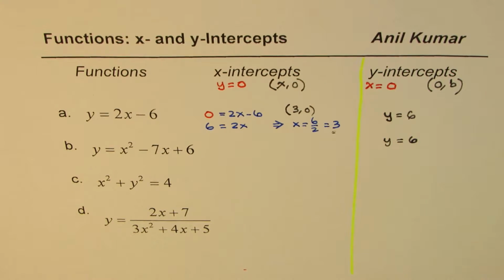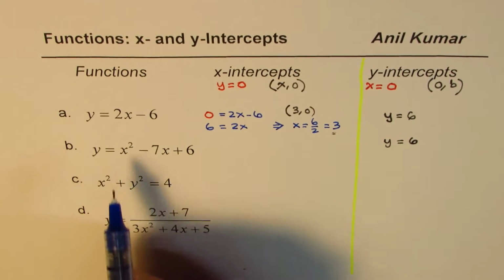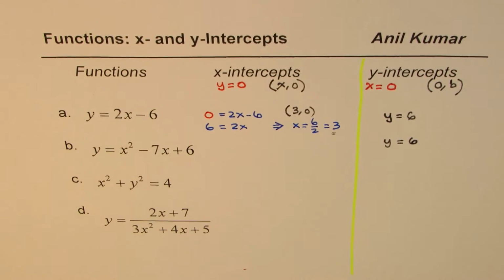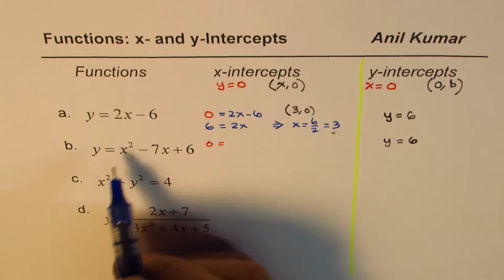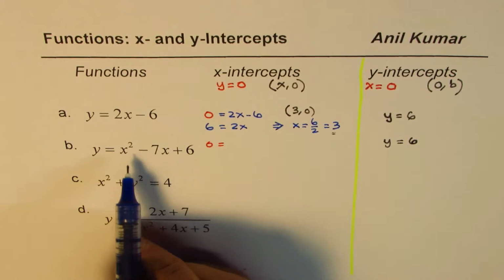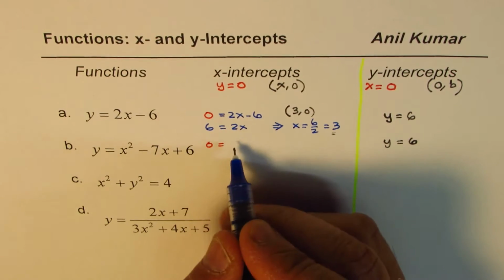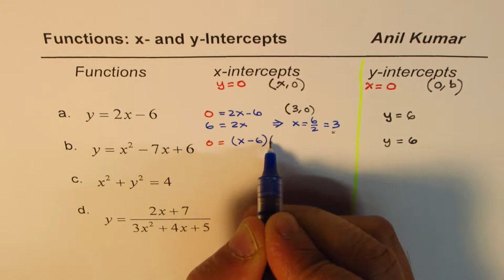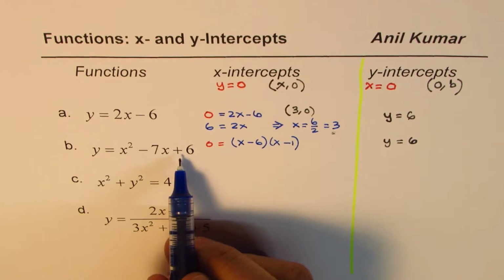Okay. Let us do the calculations for the x-intercept. Now to find the x-intercept, we get the equation as 0 equals x squared minus 7x plus 6. We can actually factor this. Product of two numbers is 6, sum is minus 7. So the two numbers could be written as x minus 6 times x minus 1, right? So that will actually give you this equation.